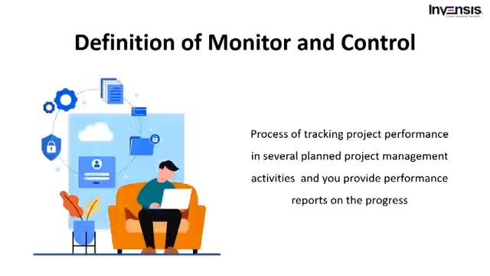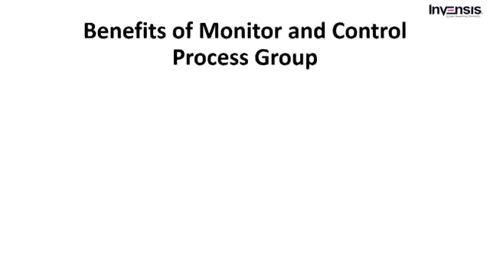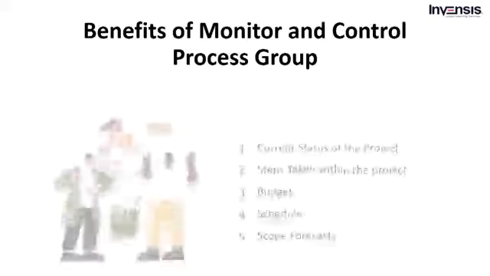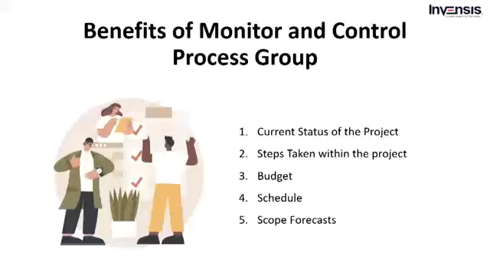The monitoring and control process is a control function that takes place in all phases, from the start to the completion of a project. Throughout the entire process of monitoring and control, the project manager's duty is to balance the several requirements that arise from various knowledge areas. The main benefit of this process is that stakeholders can understand the current status of the project, the steps that must be taken, and the budget, schedule, and scope forecasts.